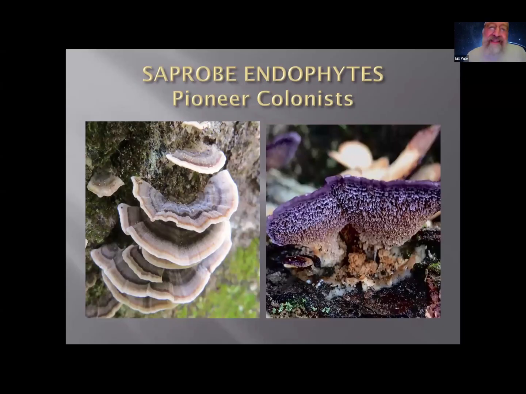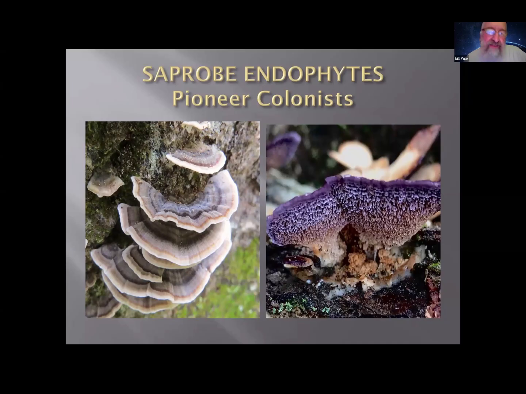All right. So I want to talk a little bit about endophytes. Endophytes are sort of a hot topic in mycology now. And lots of the earliest colonists that we see on deadwood are probably endophytes. And so a good example of those kinds of fungi are turkey tail and Trichaptum, the two that you see right here.